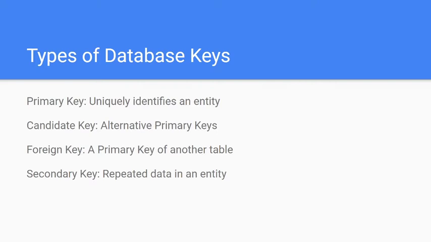There are 4 types of database keys. There's a primary key, which is a field or combination of fields that uniquely identifies an entity. There is a candidate key, which is alternative keys that could function as a primary key. There is a foreign key, which is the primary key of another table, and secondary key, which is repeated data, so non-unique data inside of an entity.